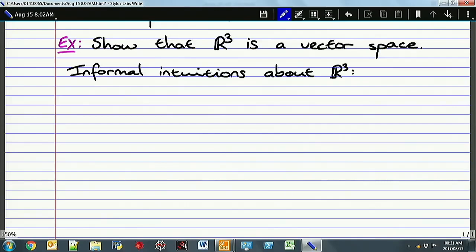So we have some informal intuitions about R3, and one of these intuitions might be something like this. If I take this vector, (1, 2, 6), I can add it to this vector over here, (4, -3, 0). And many of you may have a very strong opinion on what the result is going to be when we do this addition. So does anyone want to tell me, what do I get when I do this addition?